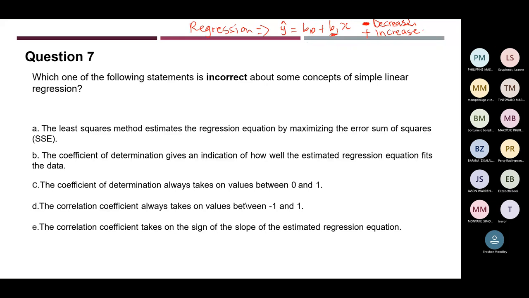B0 is your y estimate if the value of x is equal to 0. Therefore, if x here is 0, your y estimate will be equal to the intercept.